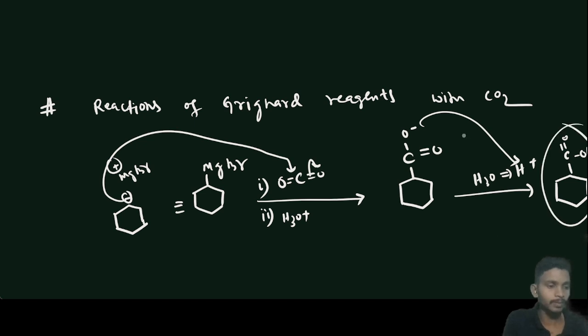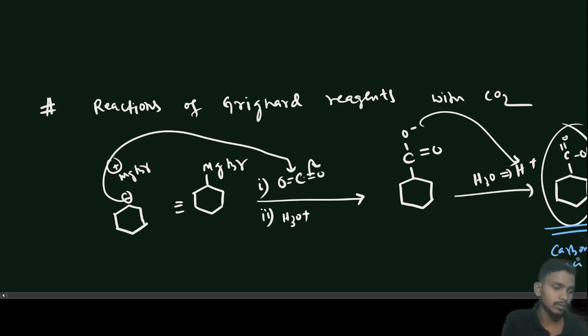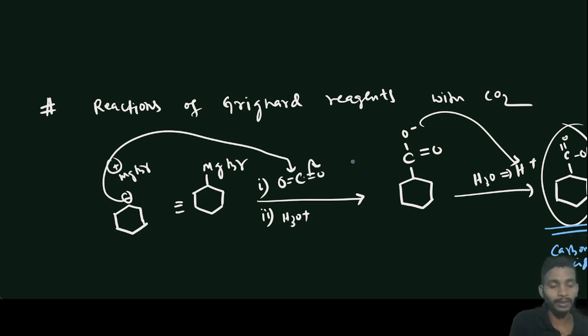So whenever we have a Grignard reagent and we give it carbon dioxide followed by hydrolysis, we get a carboxylic acid. This is one method to synthesize a carboxylic acid from a Grignard reagent, because carbon dioxide is highly polar, it reacts with the negative carbon, and it forms a carboxylic acid.